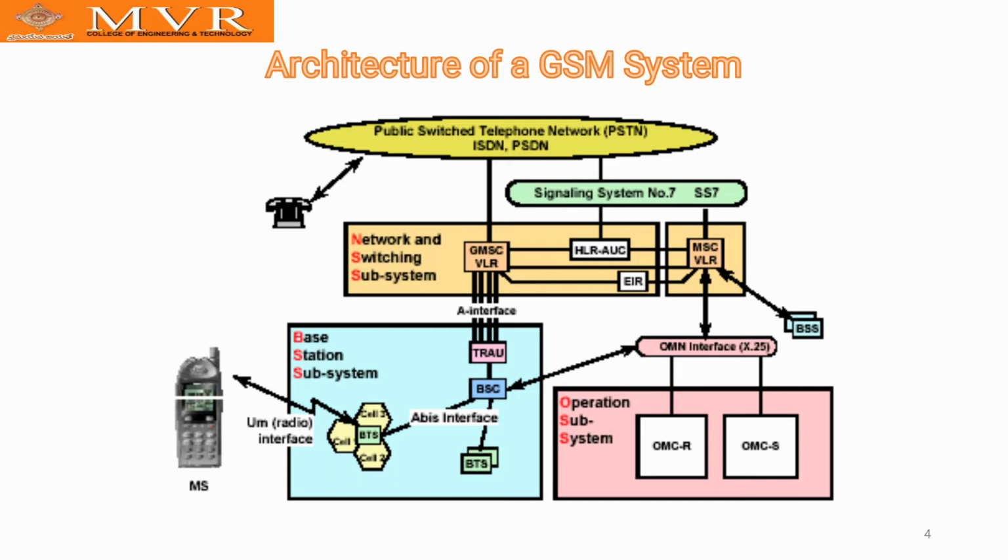So in this, the MSC VLR has the BSS. BSS means base station subsystem. This base station subsystem will give the information to the MSC VLR, which will be in the interface of X.25. These are the interfaces of the operating subsystem. Here the operating subsystem will be used by using the operation and maintenance controller, and the register operation and maintenance controller signal here.